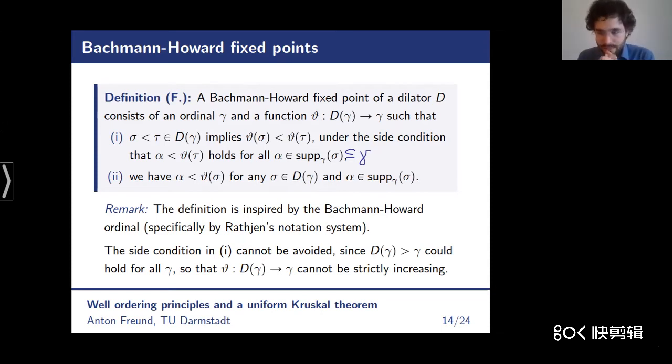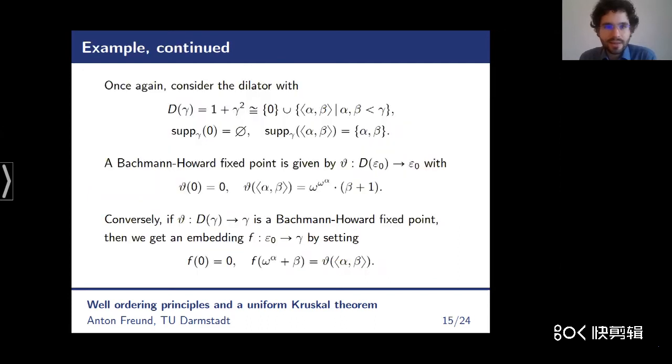Okay, now I will get back to, I hope, slightly less technical things. First, maybe this is still a bit technical, but I want to show you what comes out of the example that we have seen earlier. Before, we have seen this transformation of gamma into an order D of gamma that was defined as 1 plus gamma squared with certain support functions. And now I claim that this ordinal epsilon 0 that we already saw in Gentzen's result is a Bachmann Howard fixed point of this particular D given here.